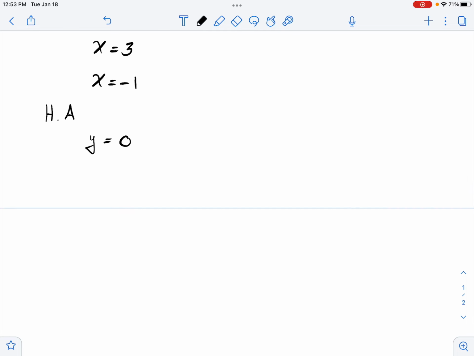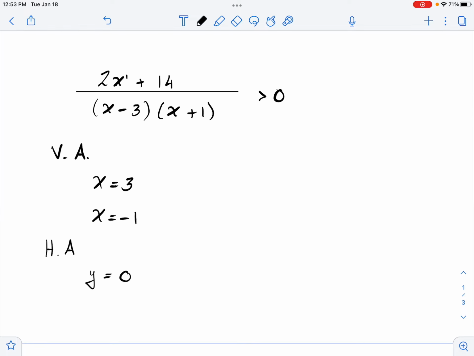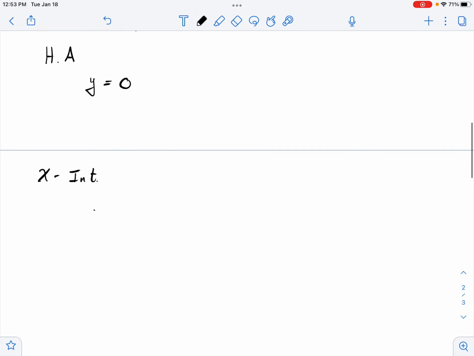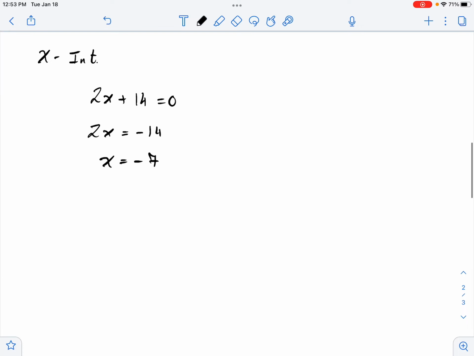My x-intercepts, I will let my numerator equal to 0, so 2x plus 14 equal to 0, and solve it. Therefore, 2x is equal to negative 14, and x is equal to negative 7. And so my x-intercept is negative 7, 0.